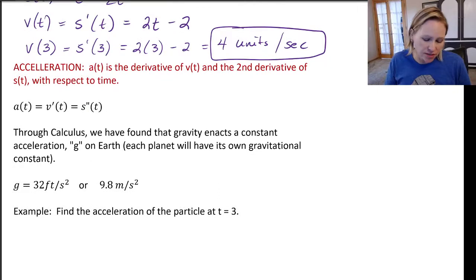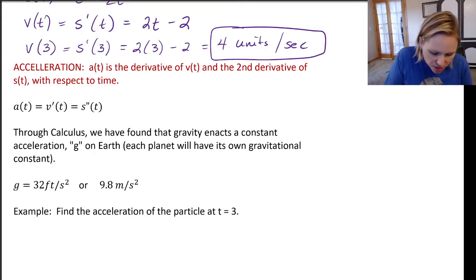Now let's talk about acceleration. Acceleration is the rate of change of your velocity. So if we know that the velocity is 4 units per second at t equals 3, well then what's our acceleration? Because we know that our object is getting faster, and if I scroll back up to that Desmos graph, we'll see that the object speeds up as it's moving to the right.